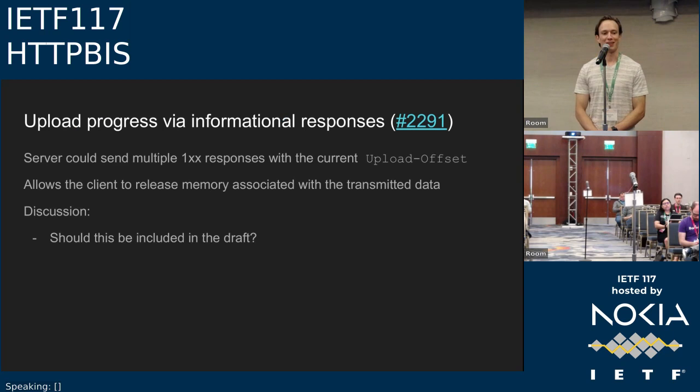Another open issue is perhaps more of a feature addition, upload progress via informational responses. The idea of this is after the initial 104 response, the server can send additional informational responses with the upload offset or the number of bytes that it's successfully stored and saved. And this might allow a client, for instance, to release data associated with the upload from before that offset. So my quick question is, should this be included in the draft? Is there interest in it? And if so, maybe how much or in what way?